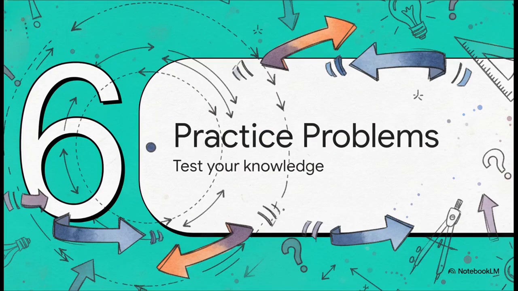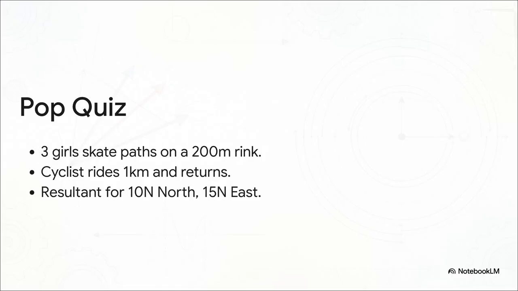Section 6. Practice problems. Time to put all of this into practice. Grab your notebooks because here are 3 sample scenarios combining everything we just learned. Problem 1. 3 girls skate across a 200-meter circular rink to diametrically opposite sides using entirely different paths. What does that mean for their true vector displacement versus their scalar path length? Problem 2. A cyclist rides out to a park's edge, rides along the circumference, and goes right back to the dead center where they started.